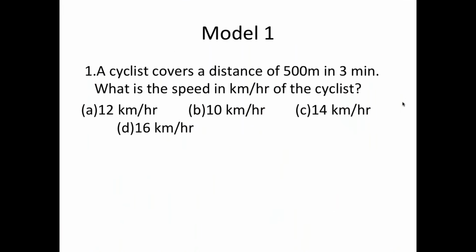A cyclist covered a distance of 500 meters in 3 minutes. Then what is the speed in kilometer per hour? And you have the option choices as 12 kilometer per hour, 10 kilometer per hour, 14 and 16. Do it quickly and give me the answer.